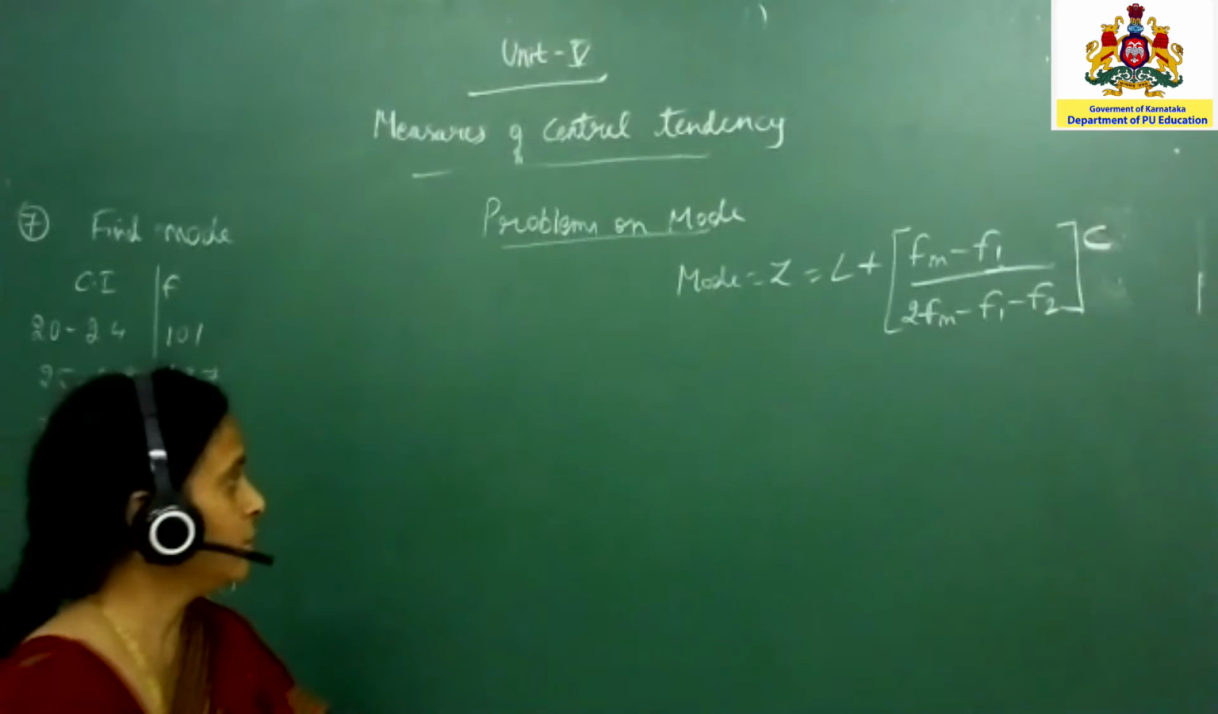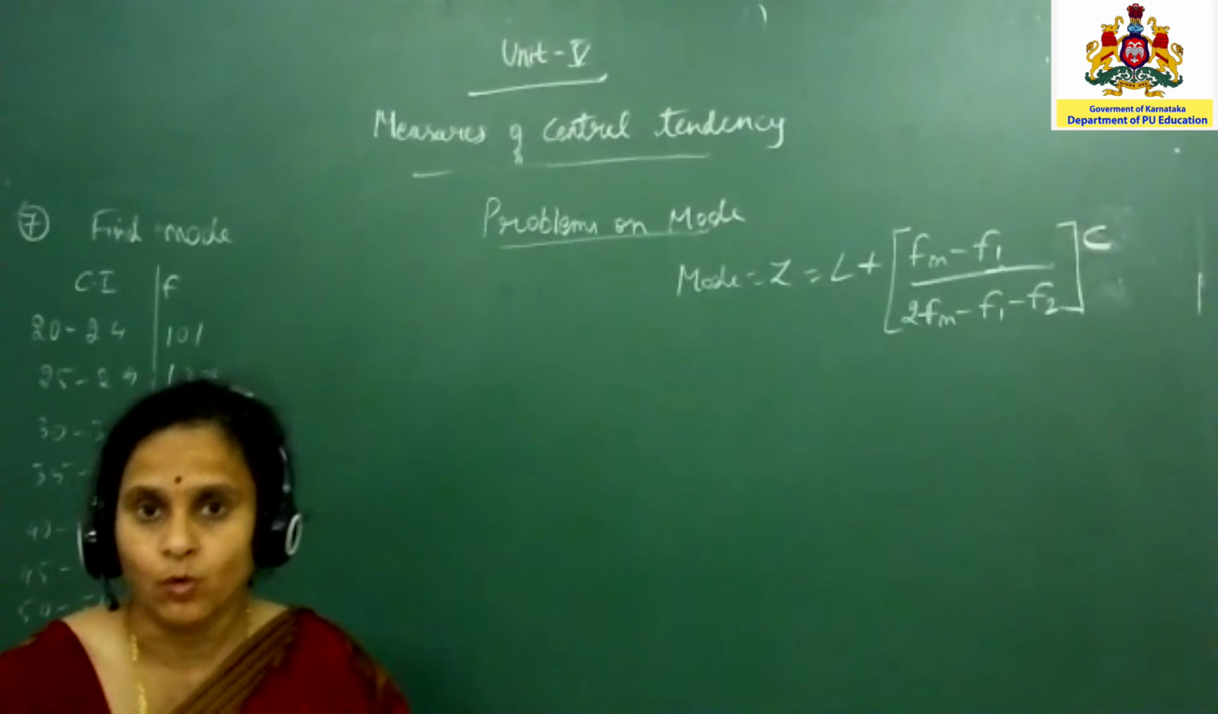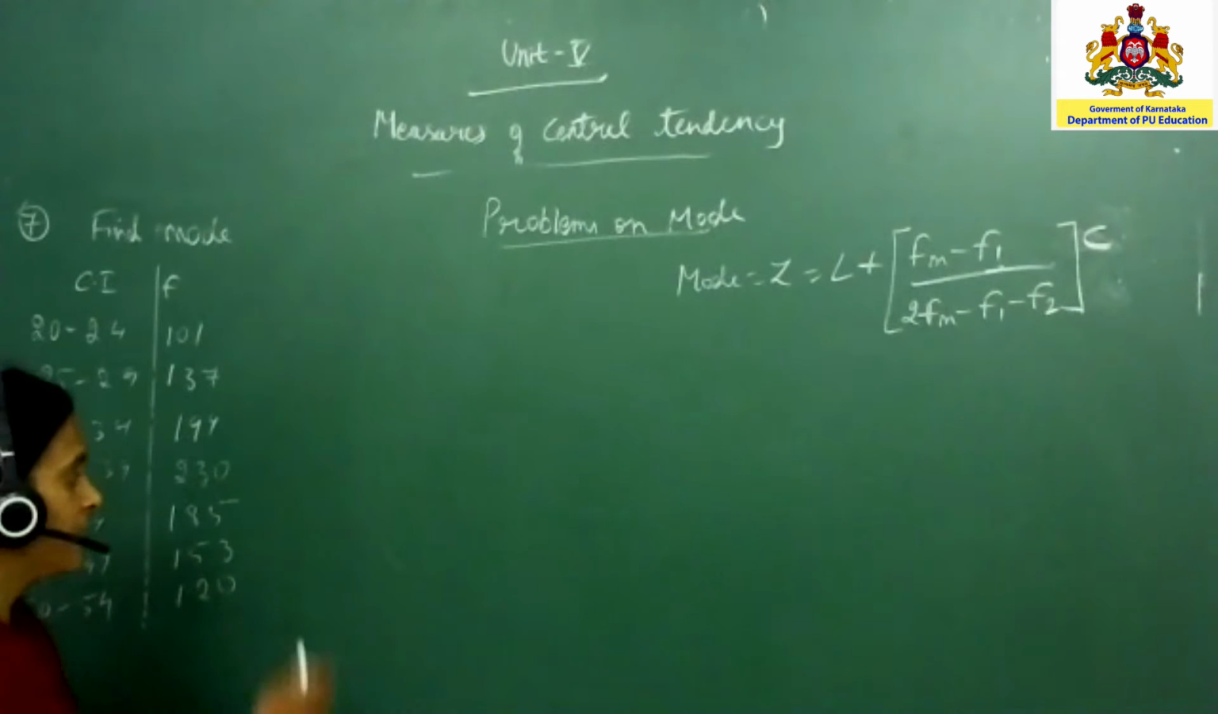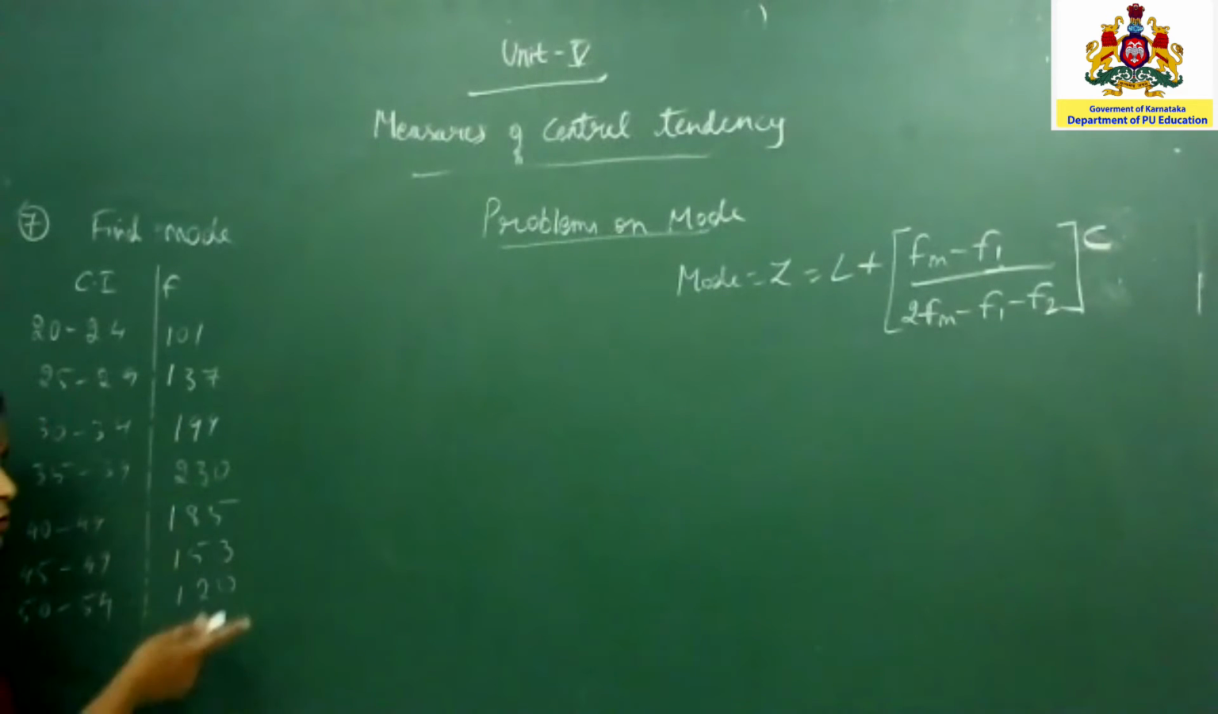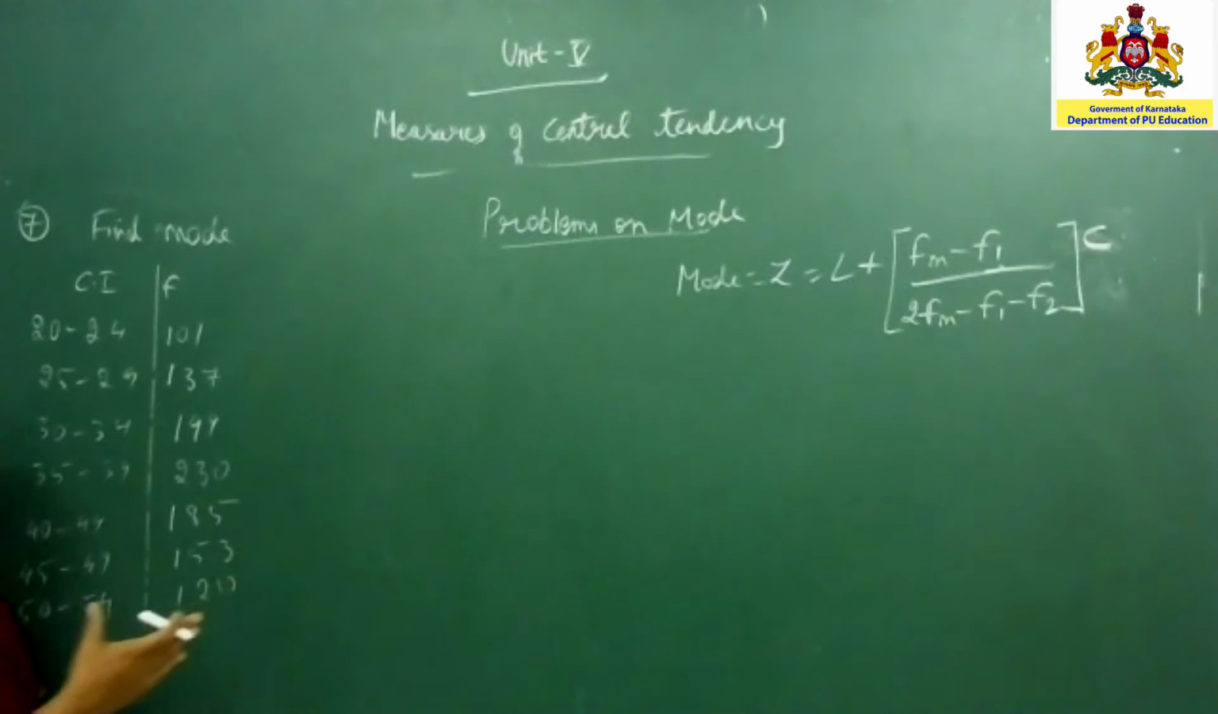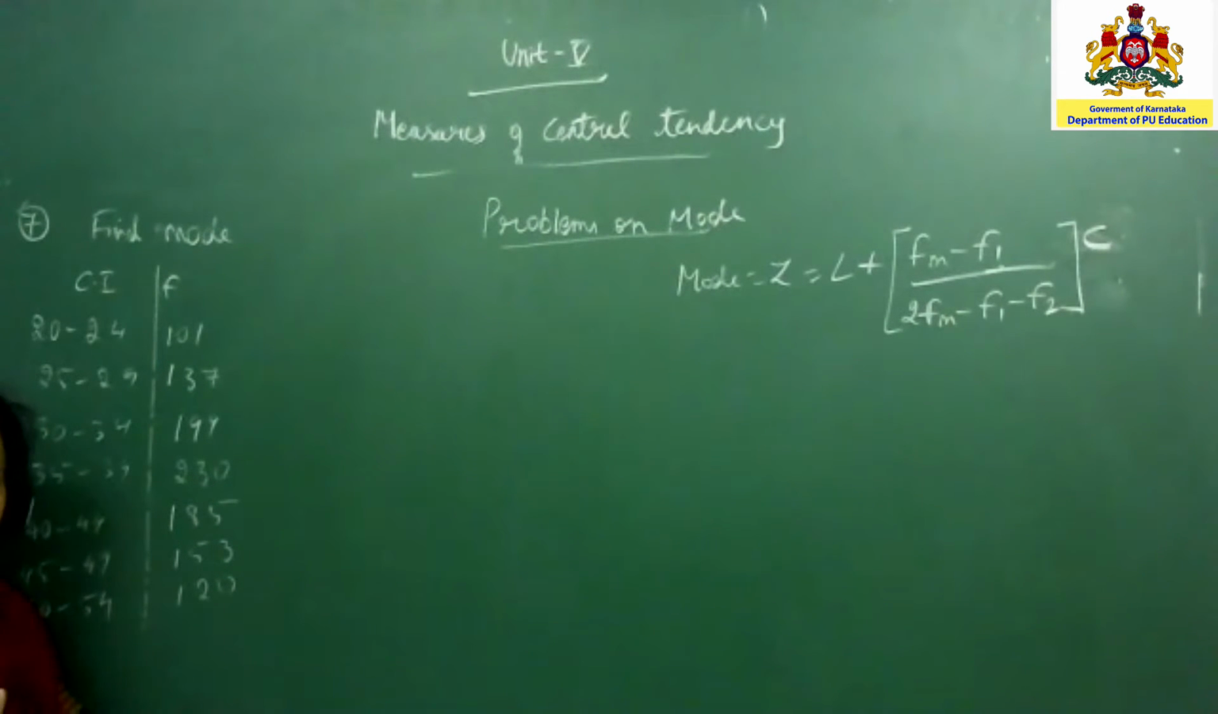Next problem on mode. We have to find the mode value. Compared to the previous problem, there is a small difference. There, we just took an exclusive class interval. Here, the class interval is inclusive. So the very first job is to convert to exclusive form. Then we have to work out the problem.